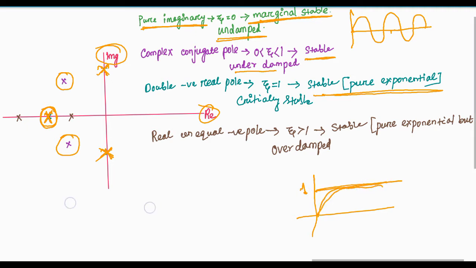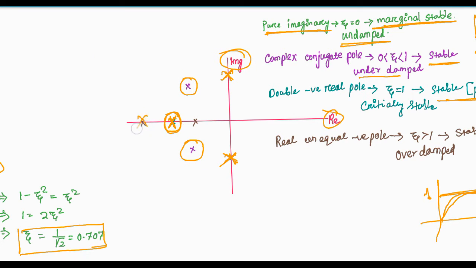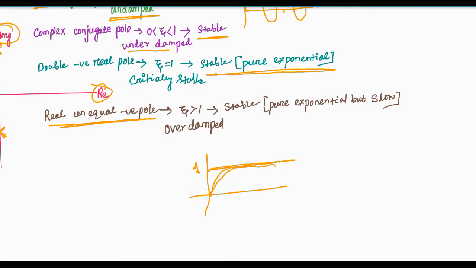And finally, on the real axis but with two different values, on the real axis, unequal negative poles, and what does this indicate? Zeta is greater than 1, that means overdamped system, and this is stable and a pure exponential but slow, and this will be like this. This one is critical, and this one is overdamped.